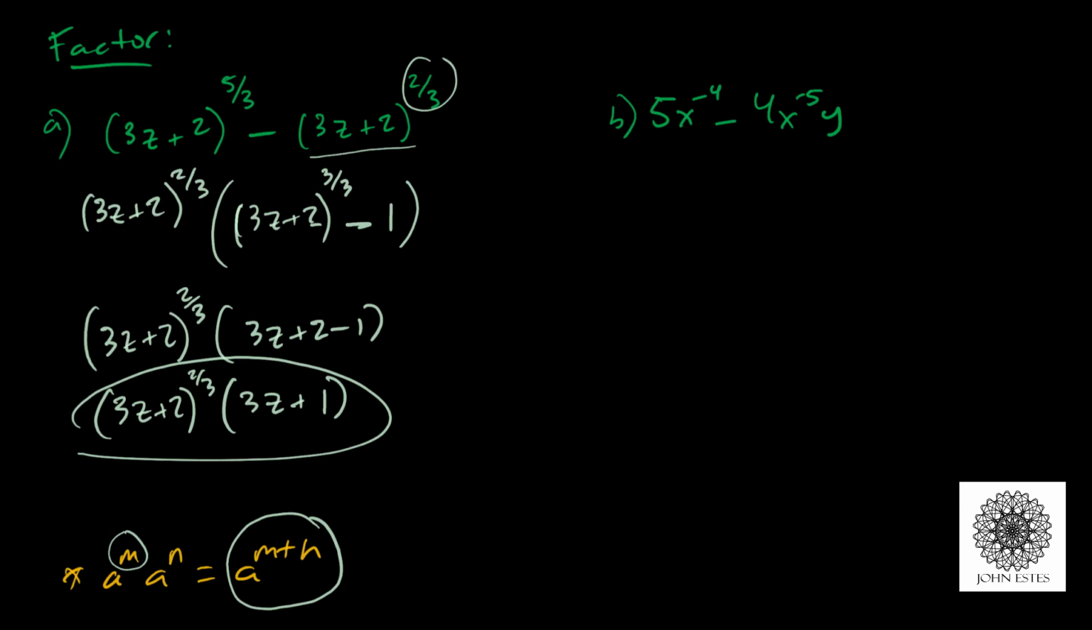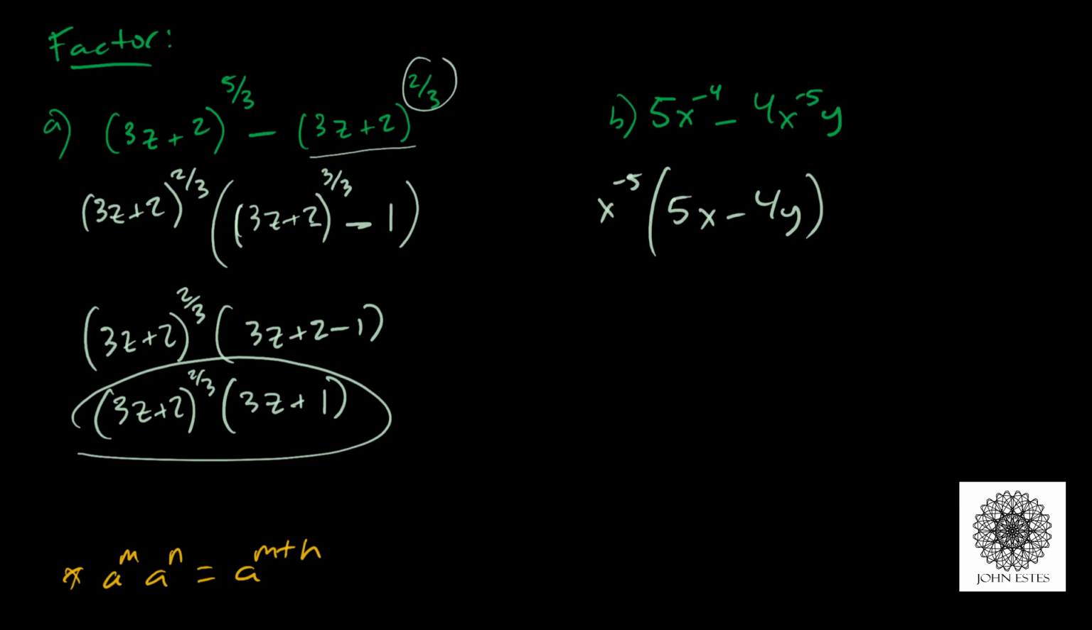We'll apply this same technique to question B, which says 5x to the negative 4th power minus 4x to the negative 5th power y. Again, I can see I have some x's common in both of these terms, and I want to take out the least exponent of x. In the negative sense, the least exponent here would be x to the negative 5th. If I take an x to the negative 5th out of both terms, in my first one I have 5x to some power. Let me figure that out in a second. In my second term, I took out the x to the negative 5th, so I'm left with just a 4y.